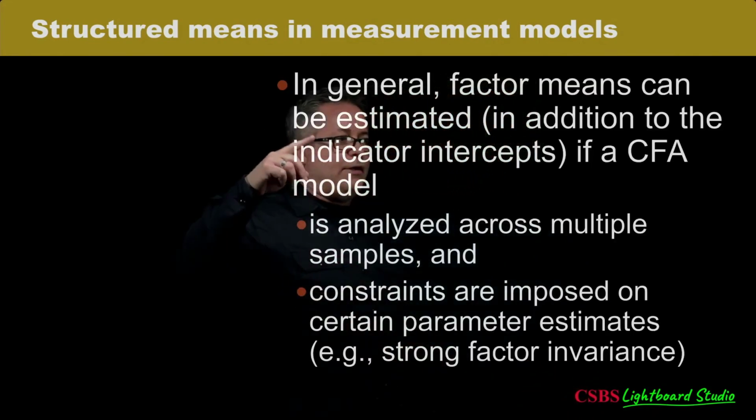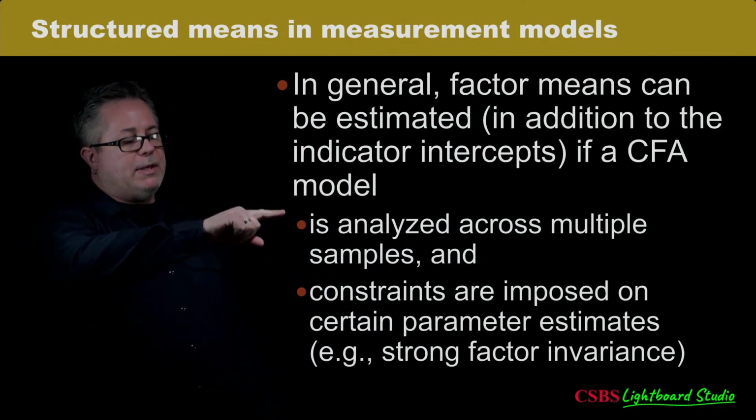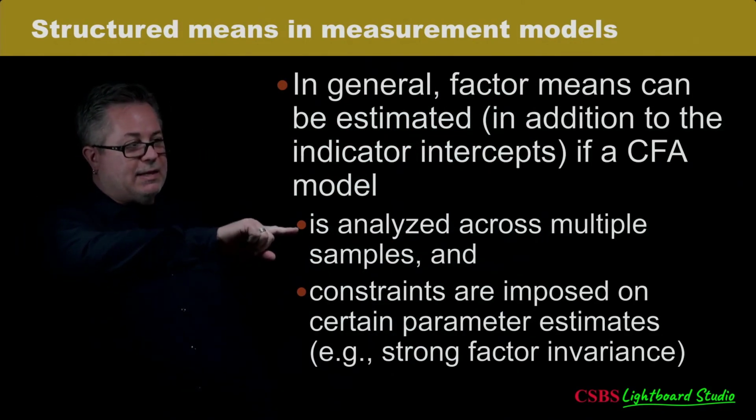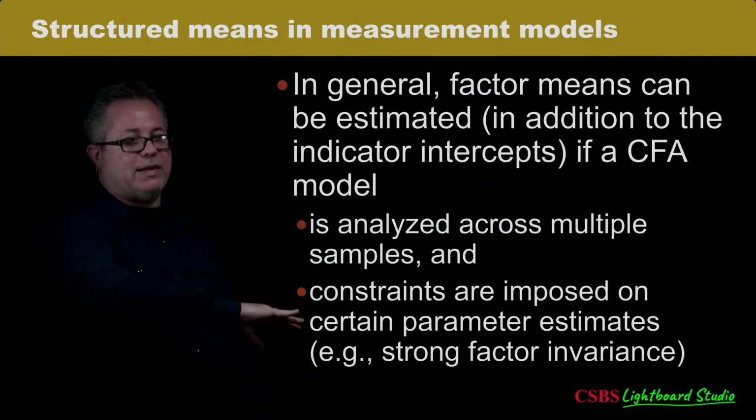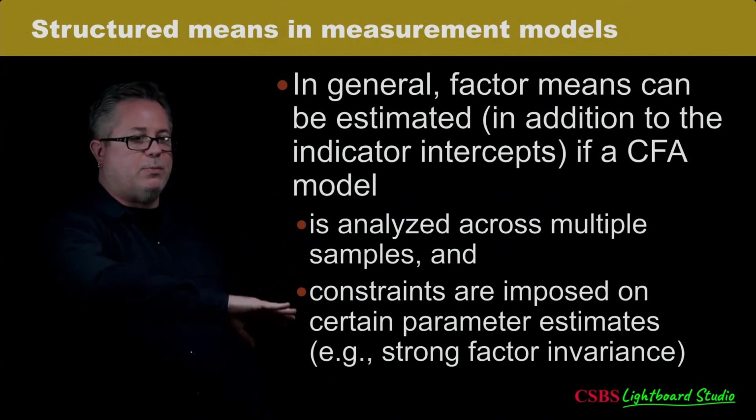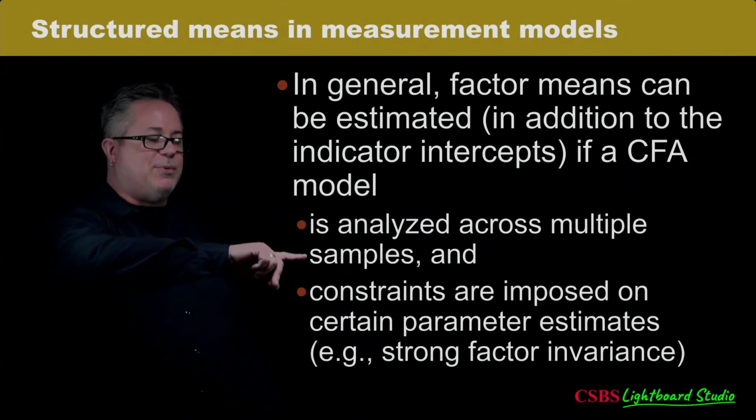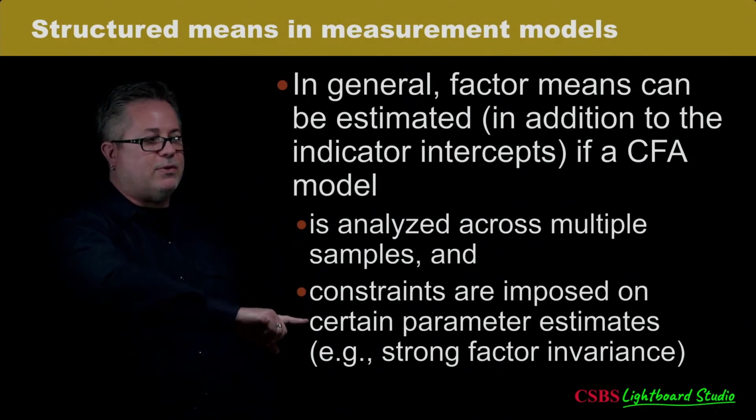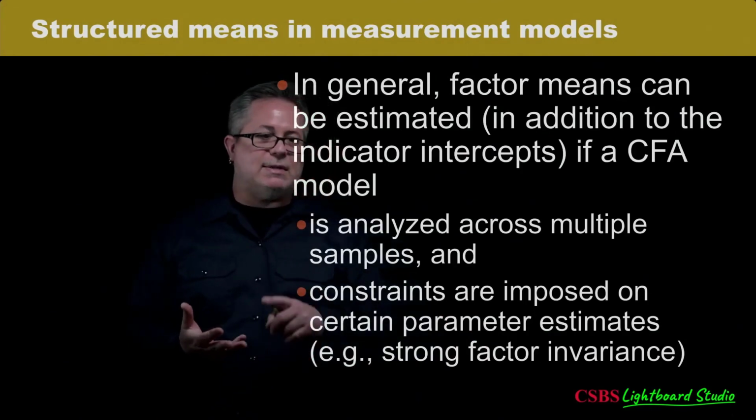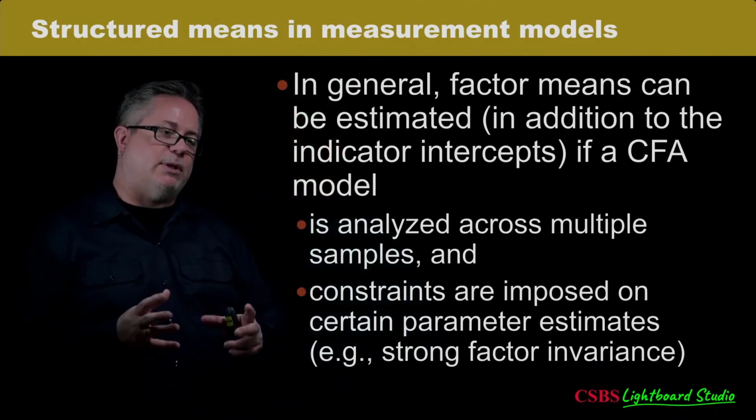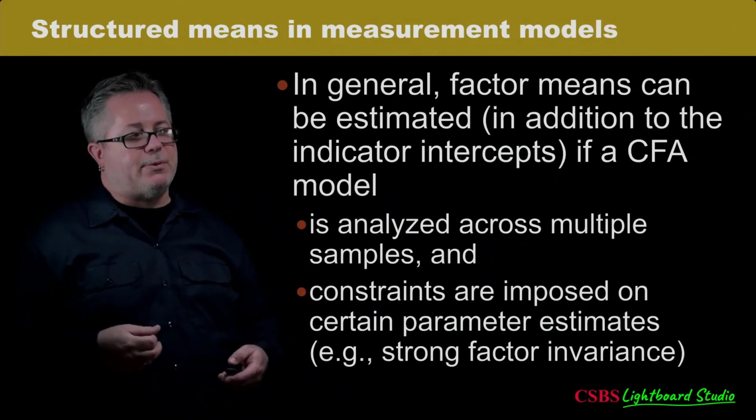In general, factor means can be estimated in a CFA model. The other way we can get around this is if it's analyzed across multiple samples. Your answer literally is in the slides, but I was hoping you wouldn't look and would have to think about it yourself. So it's analyzed across multiple samples, and constraints are imposed on certain parameters of the estimates, like when you're looking for strong factor invariance. You want the loadings and the intercepts to all be forced to be equal. That frees up degrees of freedom. You can now test for all that stuff at one time in one model.